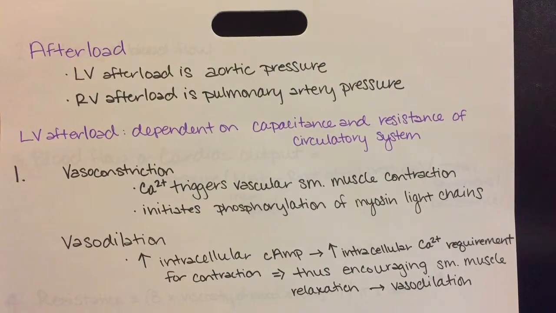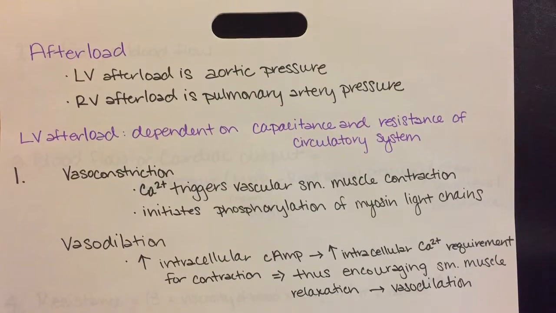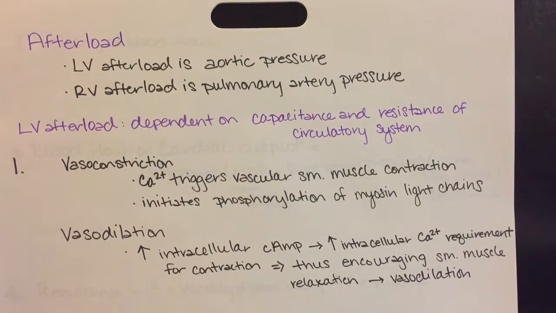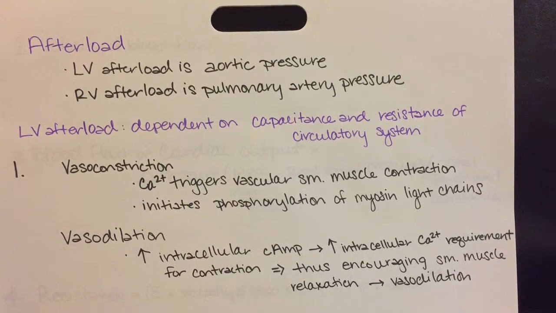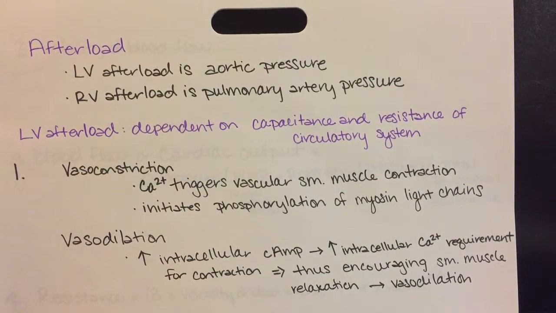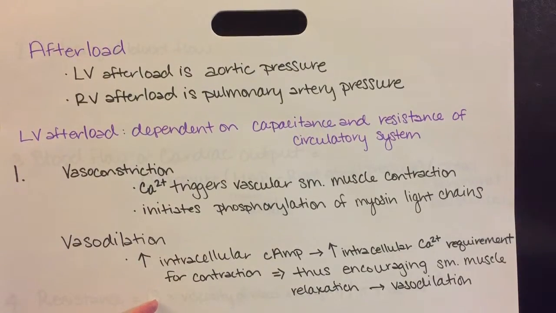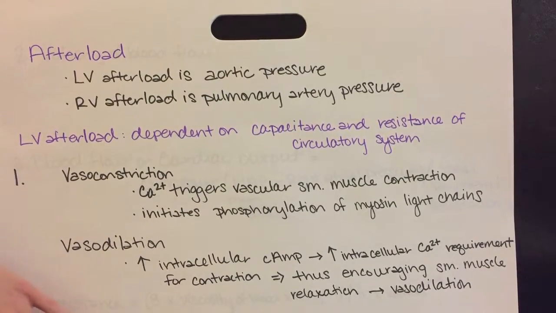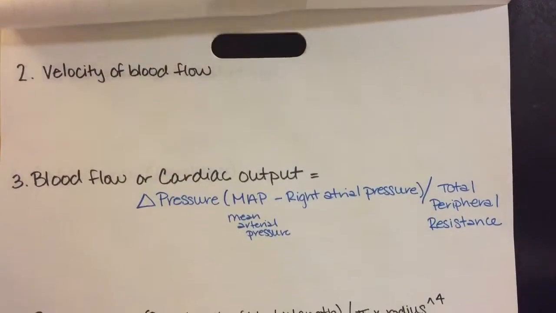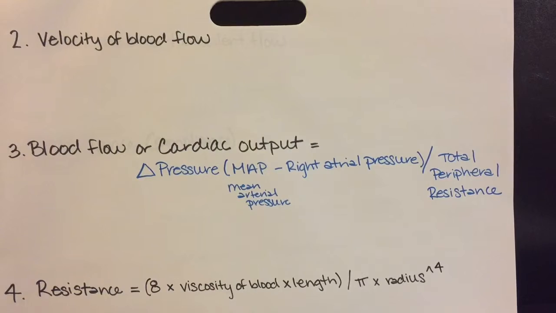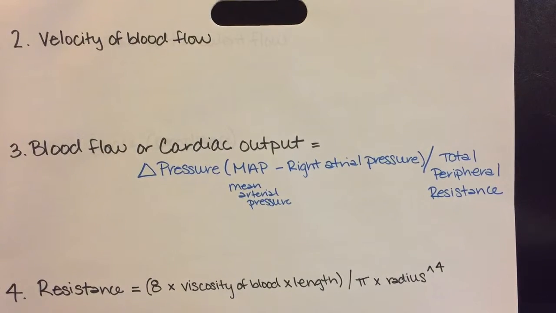Vasoconstriction is caused when calcium triggers vascular smooth muscle and initiates phosphorylation of myosin light chains, just like in the cardiac tissues. Vasodilation occurs via increased intracellular cAMP, which increases the intracellular calcium requirement for contraction, thus encouraging smooth muscle relaxation and vasodilation. Since we're talking about the circuitry, we also have to consider some other physical components.